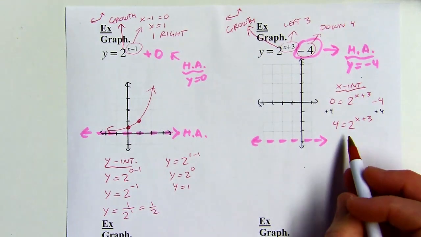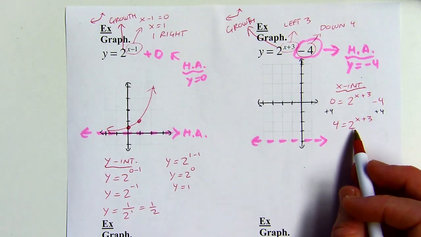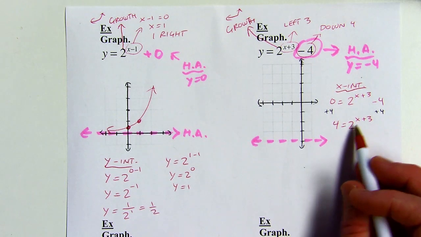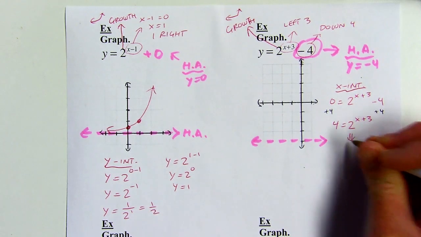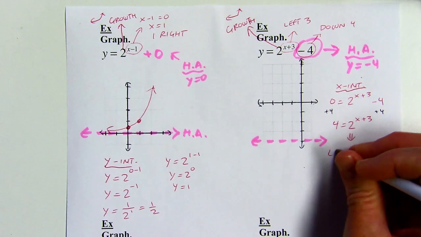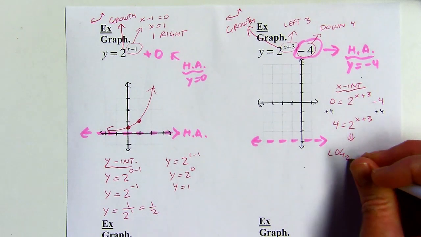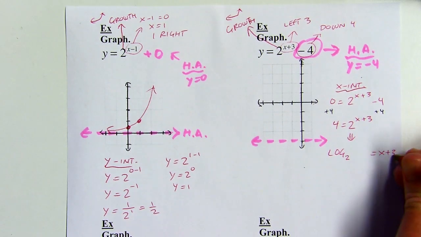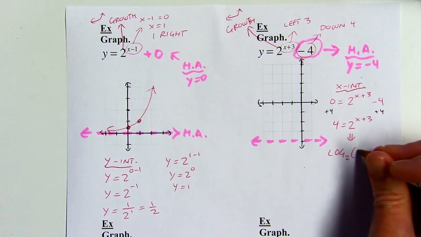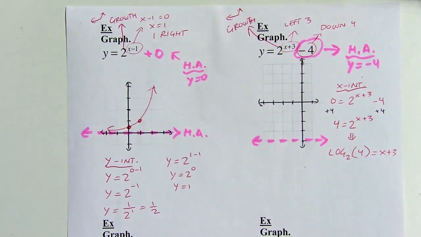Okay, sometimes I see people divide by 2 to try to get rid of the 2 there, but that doesn't work because we've got 2 raised to this power. Okay, so there's nothing else we can do with addition, subtraction, multiplication, or division. We have to put this in log form. So my base is 2. The exponent is going to get isolated. That's the x plus 3. Okay, and then the 4 is going to become the contents of the log.